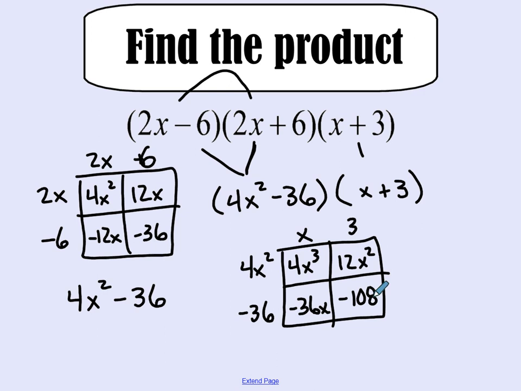So here I have an x to the third, so I have 4x to the third. I have an x squared, but I don't have any other x squared, so it's going to be plus 12x squared. I have a negative 36x, and there's nothing to go with that. And I have a negative 108. So that's going to be my final answer.